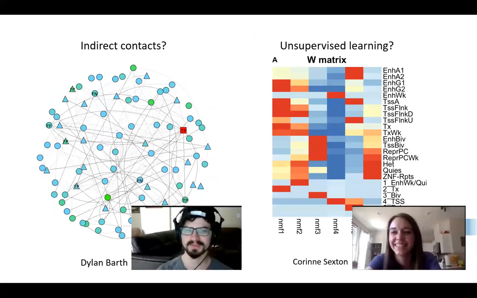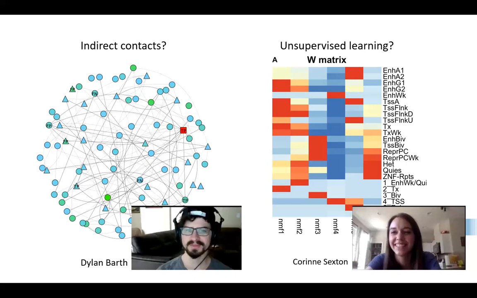So I have two students who are working on this project, and Dylan is interested in these cases where enhancers could exert a regulatory effect on the target without direct physical relationship. So he's interested in secondary connections through the network of these 3D contacts, and he's looking at that aspect of the project. He actually has a machine learning model that had a better performance than the one that I showed you, but I haven't done justice for his model.